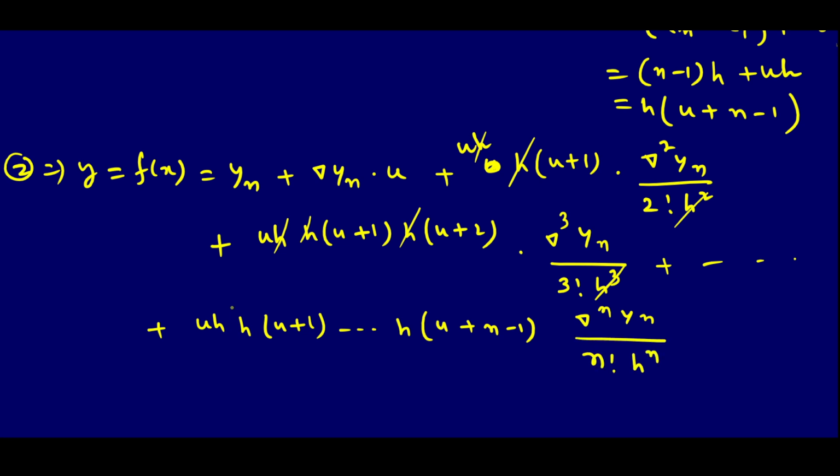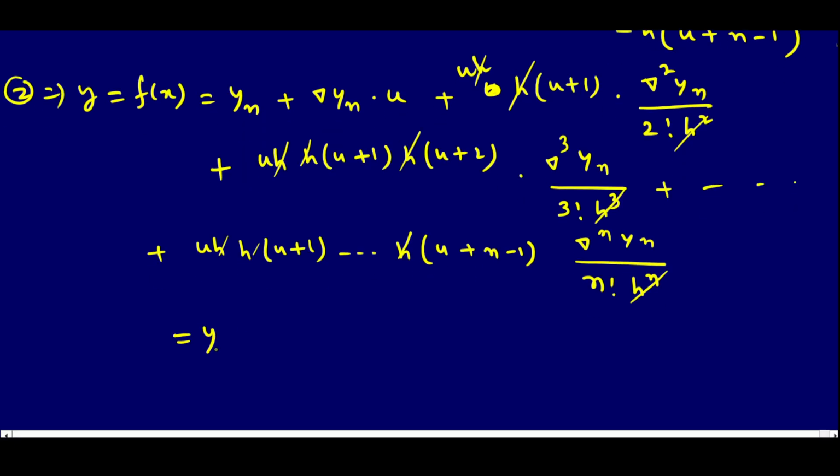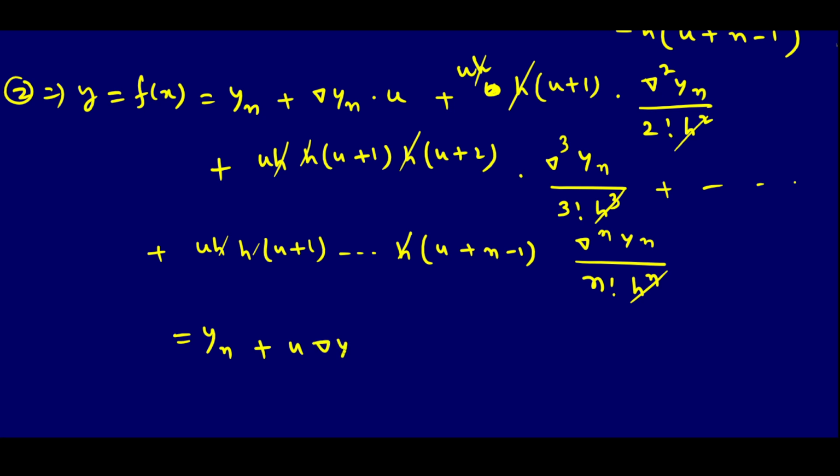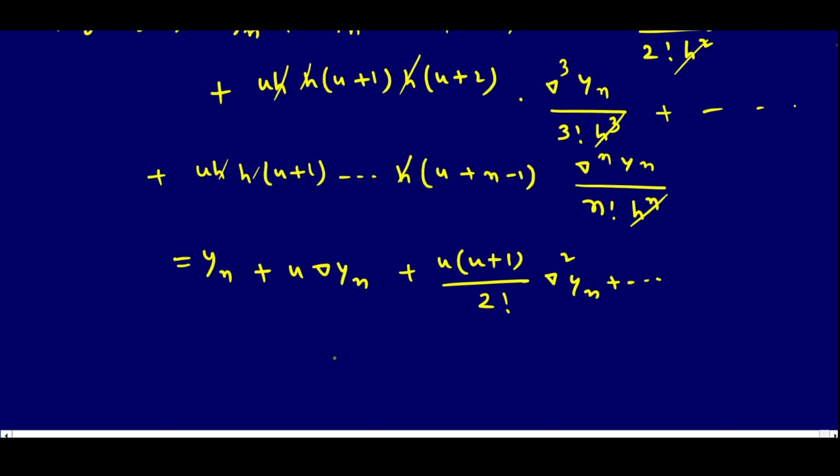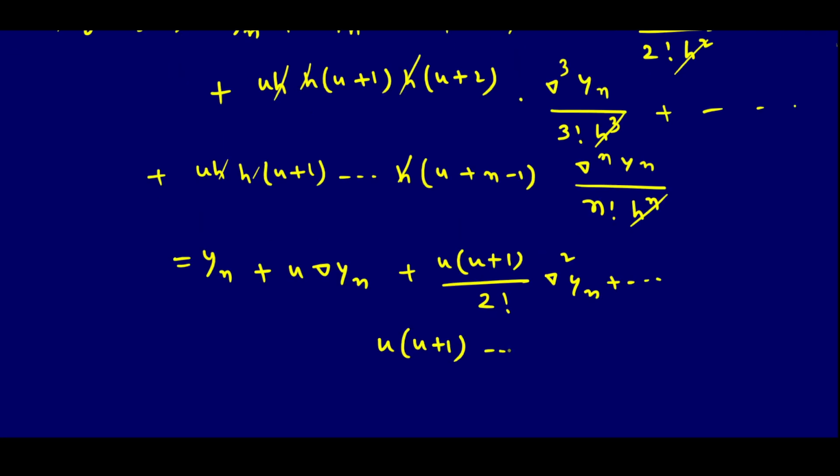So if you observe, there are n h's, 1, 2 and other terms, so we are not writing them. All the h will be cancelled out with h to the power. The next form is our exact form which we want. So yn plus u nabla yn plus u into u plus 1 by 2 factorial nabla square yn. Okay, so the last term will be like this, u into u plus 1 up to u plus n minus 1 by n factorial nabla to the power n yn. Okay, so this is the form which we have written in the statement. So this is our Newton's forward interpolation formula.